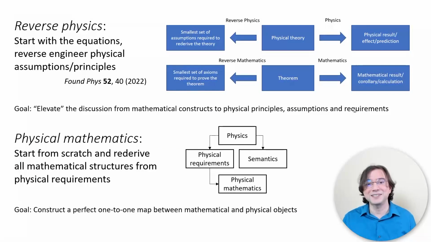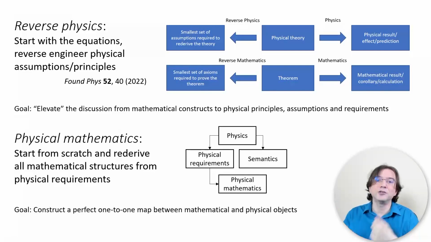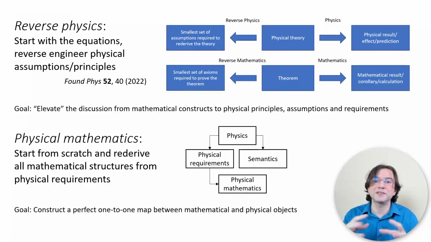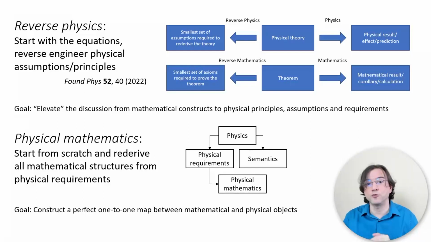We have two main techniques that we have developed to investigate these ideas. One is called reverse physics, and it starts with the physical law, and you try to tease out the assumptions and the principles. It's basically some sort of reverse engineering, and it's called reverse physics because in the foundation of mathematics there is a similar approach, called reverse mathematics, that wants to recover the smallest set of axioms from which you can prove a particular theorem.